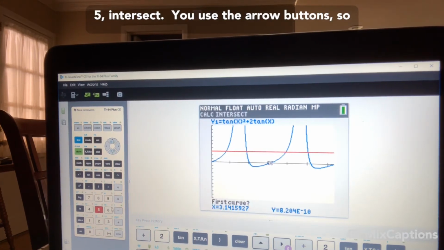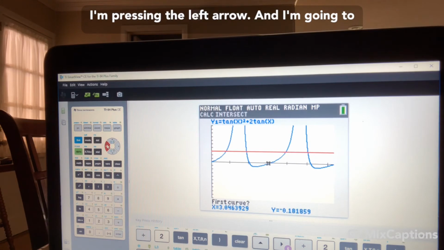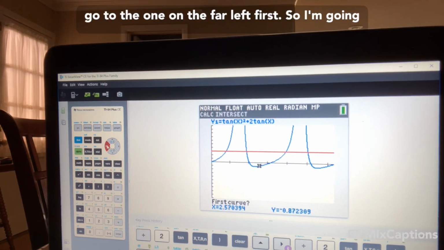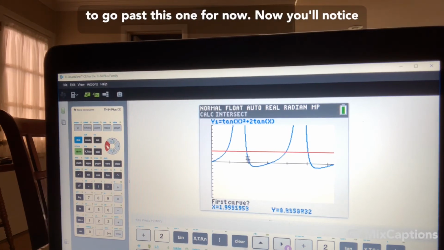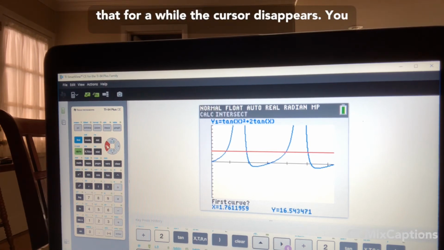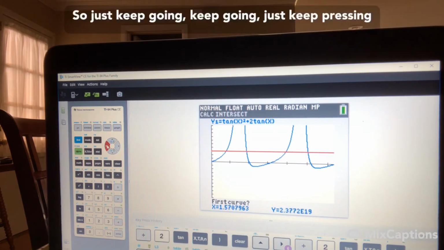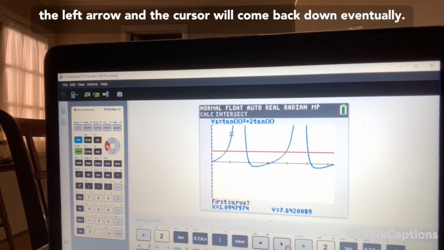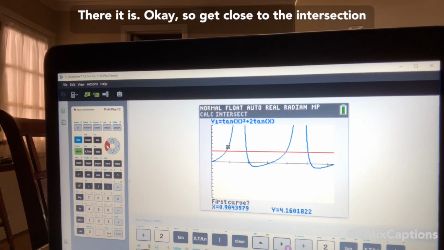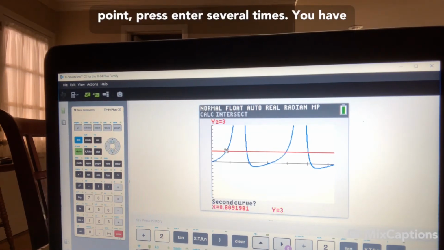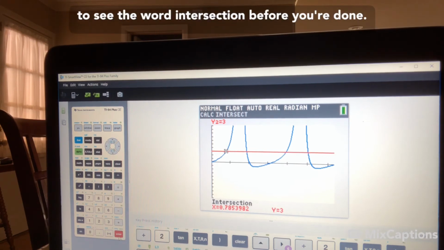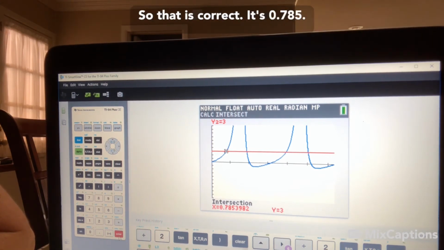You use the arrow button, so I'm pressing the left arrow. And I'm gonna go to the one on the far left first, so I'm gonna go past this one for now. Now you'll notice that for a while the cursor disappears. You can see that the Y value is very high right now. So just keep going, just keep pressing the left arrow and the cursor will come back down eventually. There it is, okay. So get close to the intersection point, press enter several times. You have to see the word intersection before you're done. So that is correct. It's 0.785.